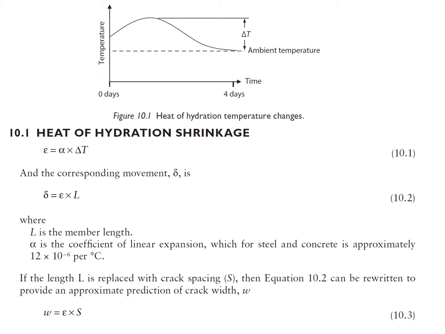To work out the strain induced by this change in temperature, we multiply the change in temperature by alpha, which is the coefficient of linear expansion. So we know that the movement is equal to the strain times the length. And if we replace L, the length, by the crack spacing S, we can work out the approximate crack width, W, using equation 10.3 here.